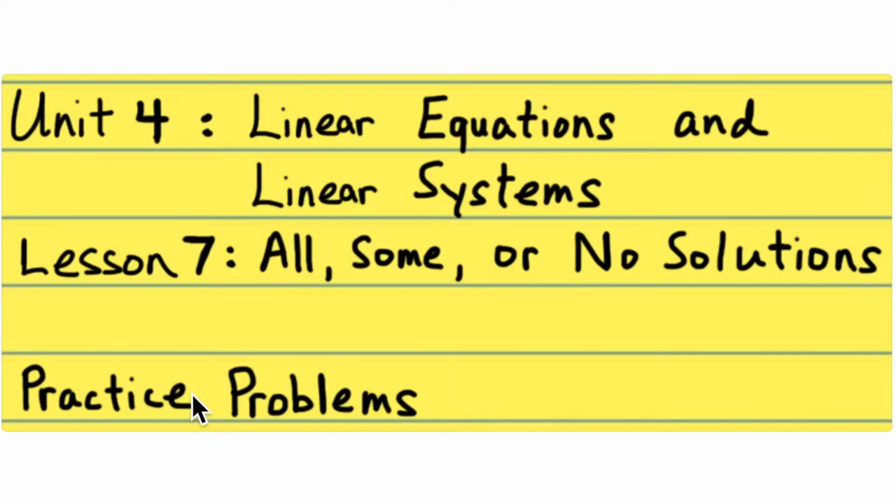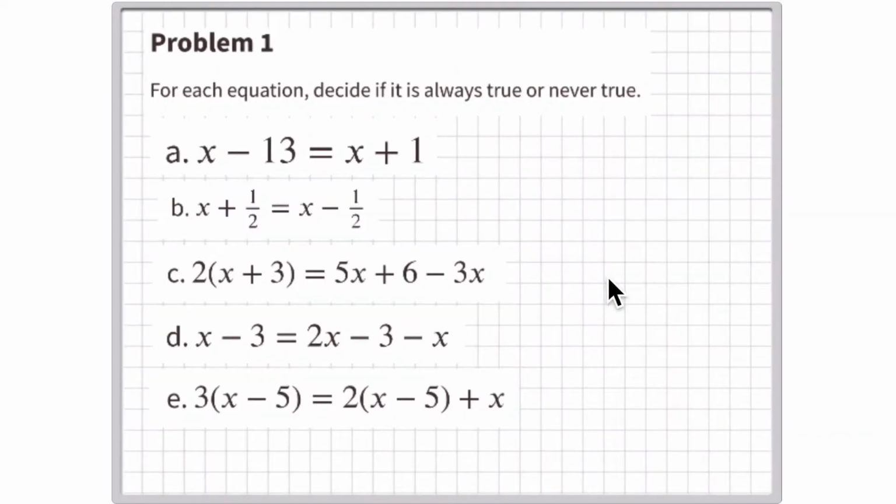These are the practice problems for lesson 7, all, some, or no solutions. In problem number 1, you're supposed to decide if the equation is always true for any value of x, or if the equation is never true for any value of x.